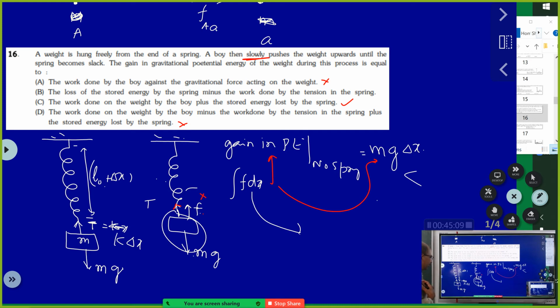I wrote the diagram here, and if I don't have the spring, then simply this is going to be the thing. But with the spring, because the spring is already pulling up, I have to apply a very minimum force to push it up. So my work done with the spring will be less. But again, you see that spring force and gravitational force are conservative forces. Therefore, the energy must be somewhere. And they told us slowly, that means kinetic energy is not increasing. And therefore, this is how it should happen. So C is the option. Okay?